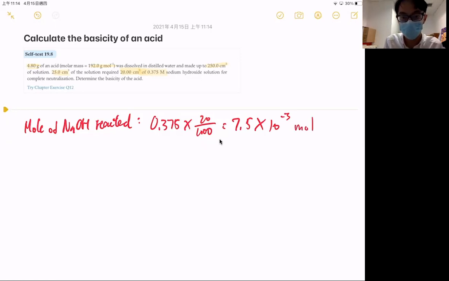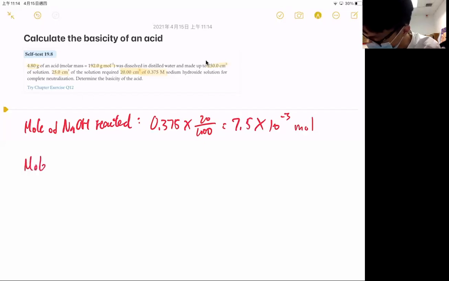So it means that we use up 7.5 times 10 to the power of -3 moles of sodium hydroxide to react with the acid inside 25 cm cube. Afterwards, we calculate the number of moles of acid inside 25 cm cube. First of all, we have 4.8 gram of acid. We dissolve it in a volumetric flask and make up to 250 cm cube.